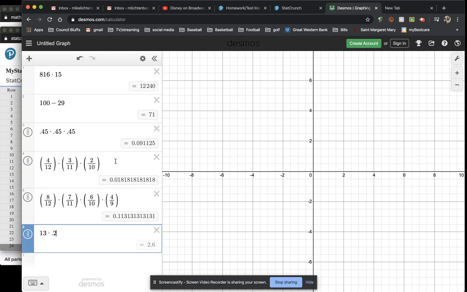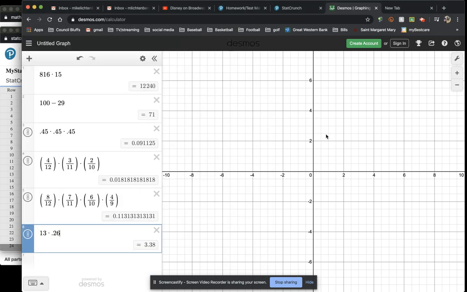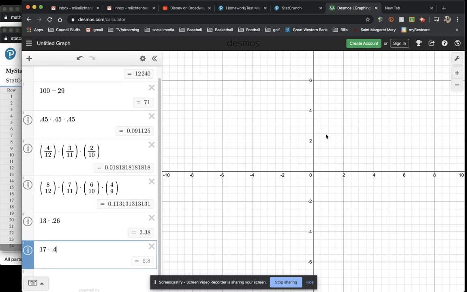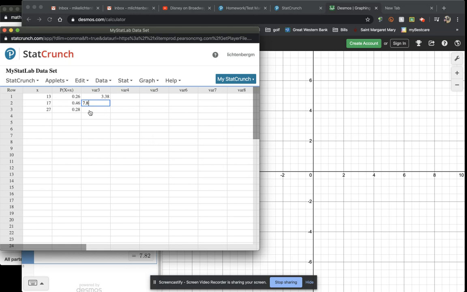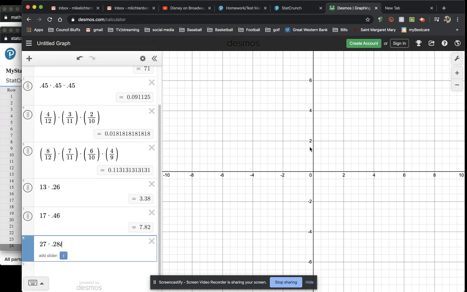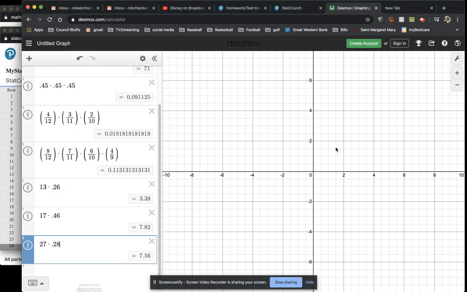13 times 0.26, so that's 3.38. 17 times 0.46 is 7.82. And 27 times 0.28 is 7.56. Okay, and then we're simply going to add the three of those together.